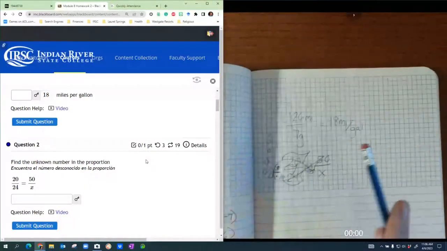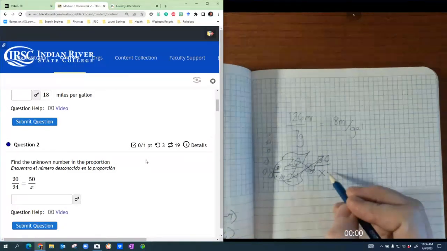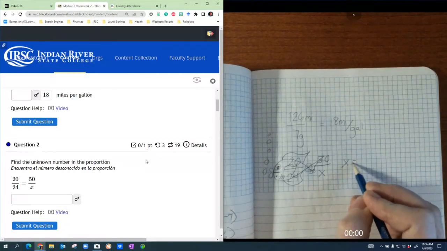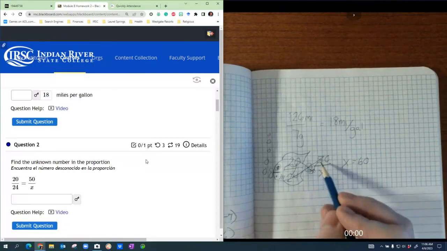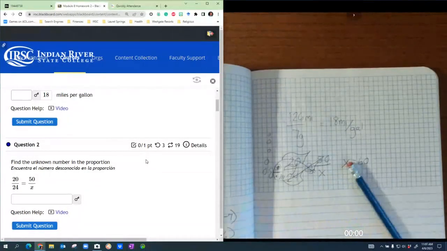So anyway, you can just take your calculator and do 50 times 24. All right. And then divide it by 20. You don't have to sit there and worry about your multiplication and whether you know how to do it or not. Just go ahead and say x equals 60. As long as you cross multiply and divide, it gives you your answer. Okay.